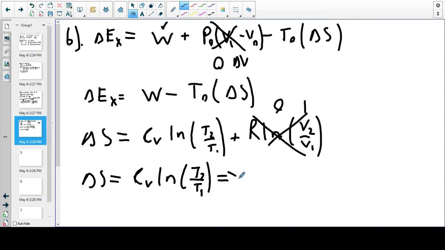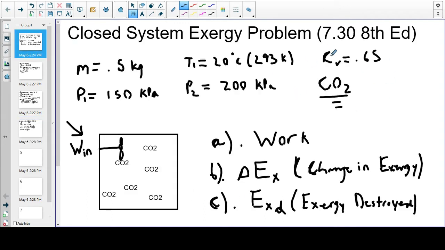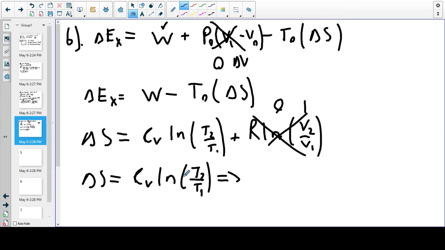And if you work this out, there was a CV given at the beginning of the problem at 0.65, and your ln of T2 over T1, which is 390 divided by 293, you should get a value of 0.18699. Let me double check that really fast before I give poor information. Yes. So this right here is your delta S in, I think this is kilojoules per kilomole Kelvin.